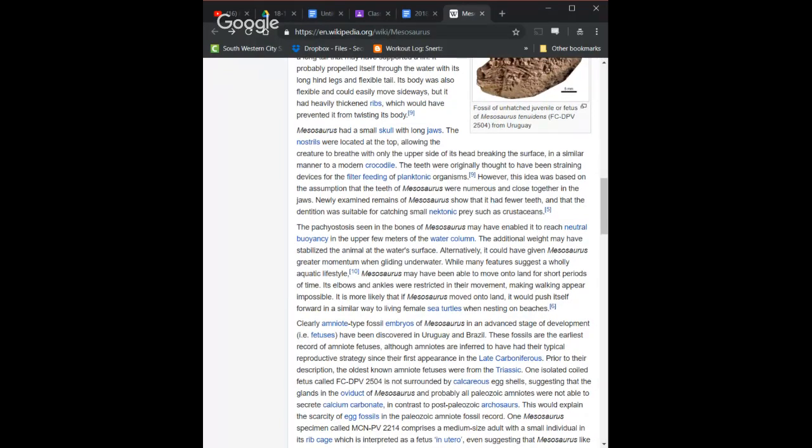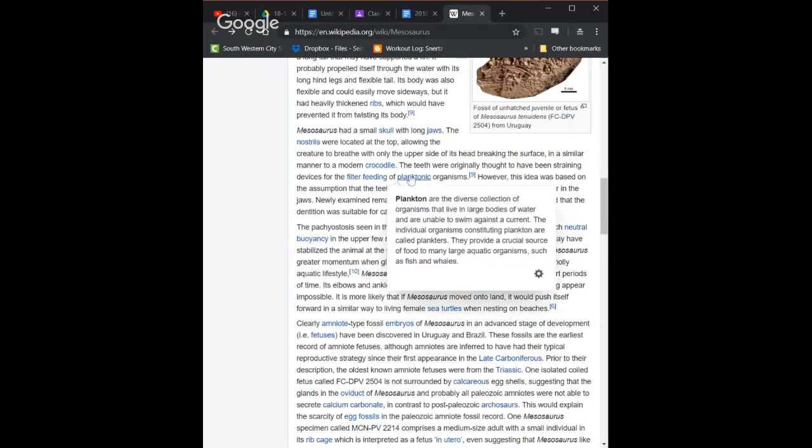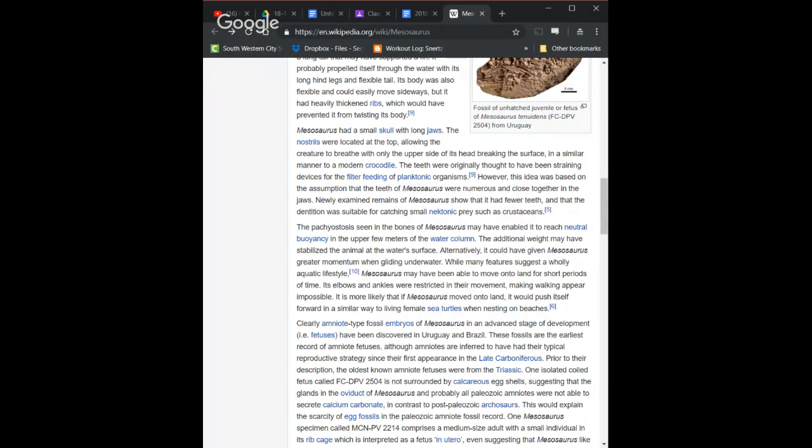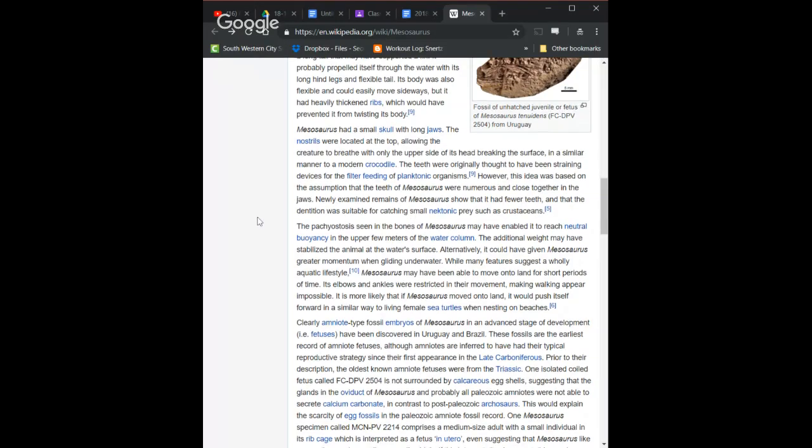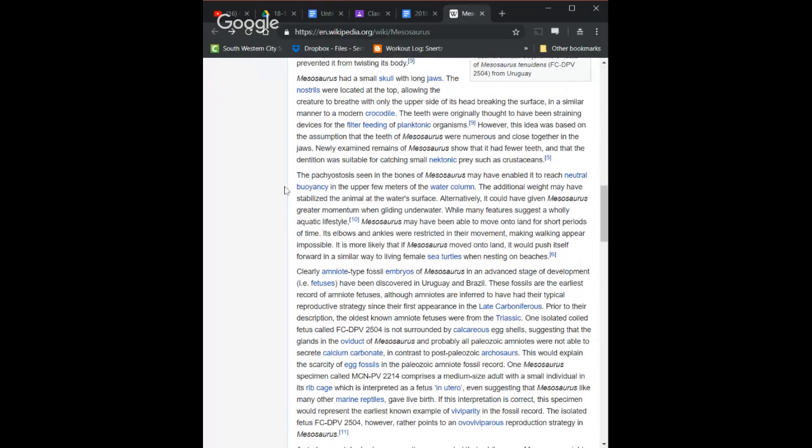Okay, the teeth were originally thought to be for filter feeding off of plankton. That was an assumption based on the teeth. But recently we've decided that maybe they ate small prey, things like crustaceans and such. It looks to me like it would have reached neutral buoyancy in the upper part. Neutral buoyancy means it can float. So that's nice.